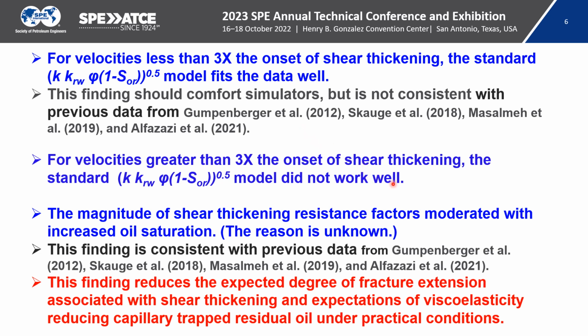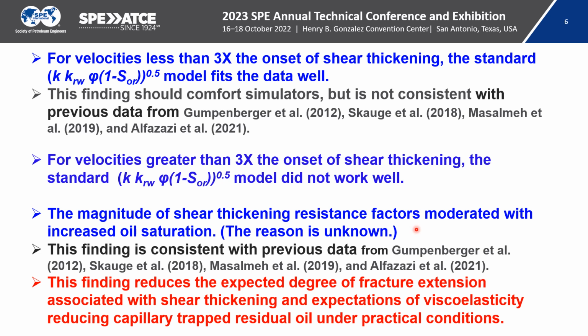Now let's turn to look at what happens at high velocities. For velocities greater than 3 times the onset of shear thickening behavior, the standard square root of permeability porosity model did not work very well, and in particular the magnitude of the shear thickening resistance factors moderated or decreased fairly substantially with increased oil saturation. And we have to admit we don't know the reason mechanistically of why this is occurring. We offer a little bit of speculation in the paper, but the truth is we're going to need to perform some more experiments to figure out exactly why this behavior is occurring.